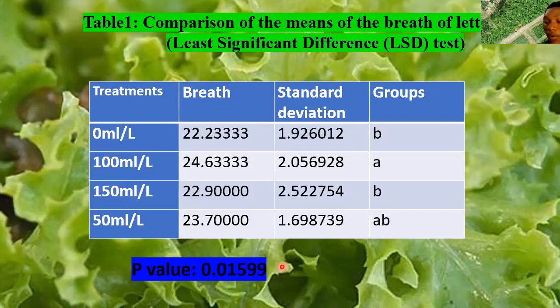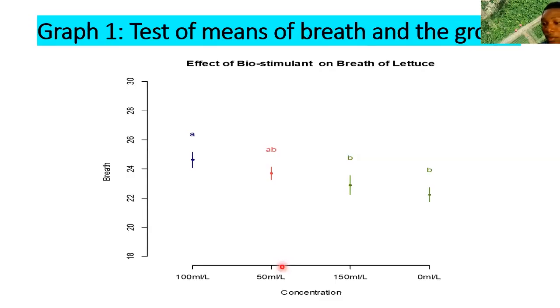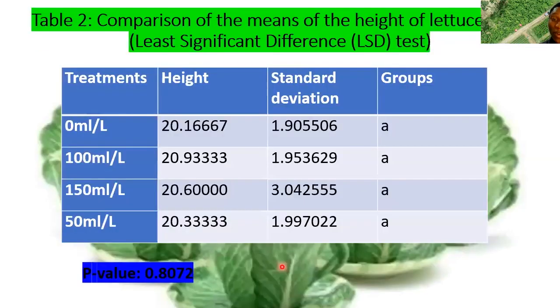For the table above and the graph below, we notice that there is a statistical difference in the breadth of the lettuce crop in different concentrations of biostimulant, indicated by the p-value of 0.05. This is also indicated by 100 milliliters recording the highest breadth and being the best concentration. This was done because at the market level, people look at how big the plant is, and that's how they are attracted.